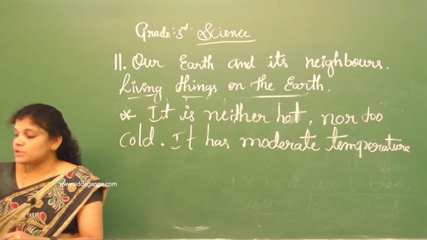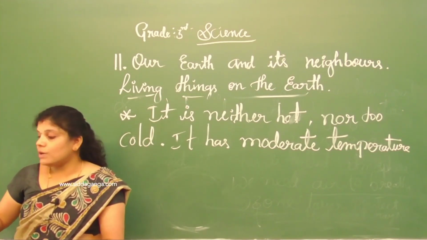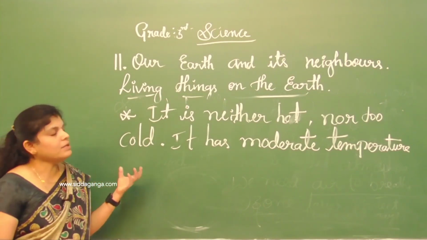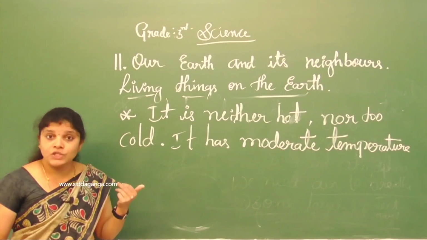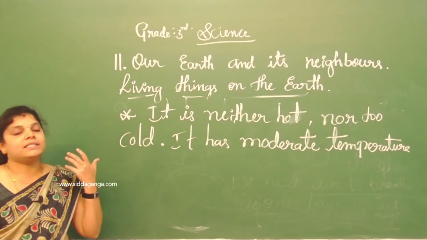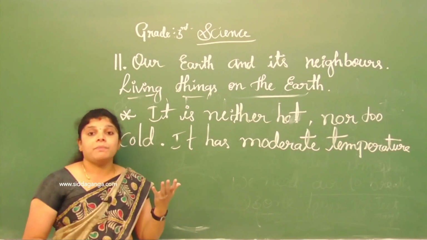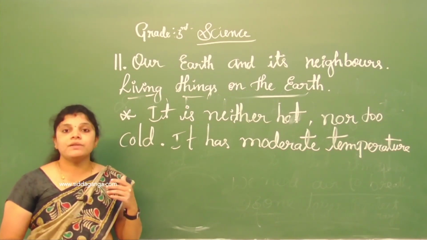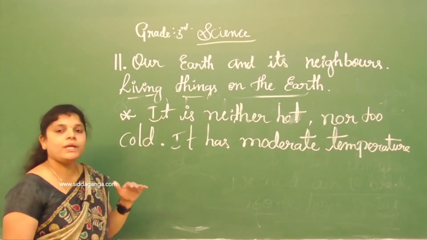See, did you understand why life exists only on the earth? Why? Because it has a large quantity of water, it is surrounded by a thin layer called atmosphere, and it has a moderate temperature.